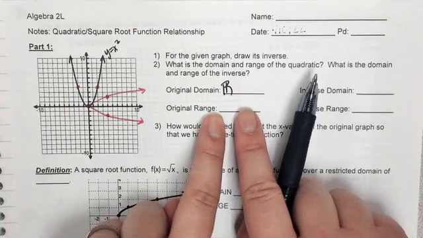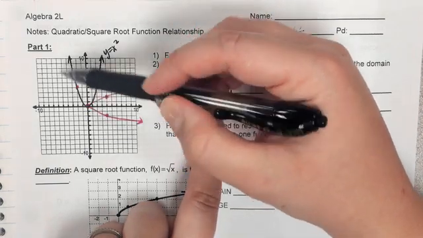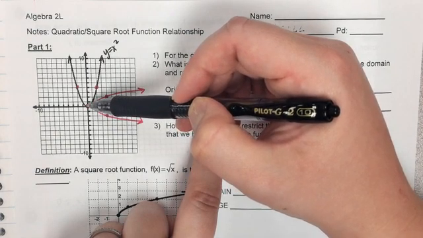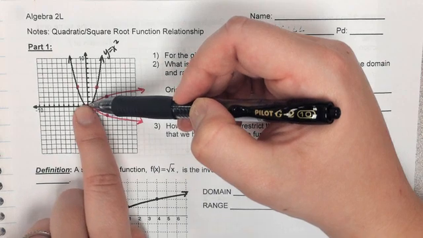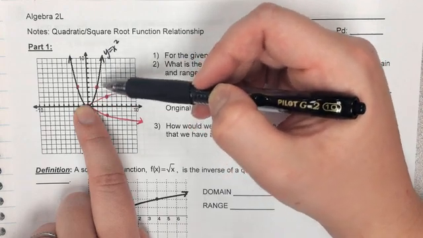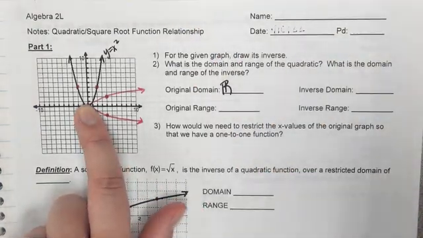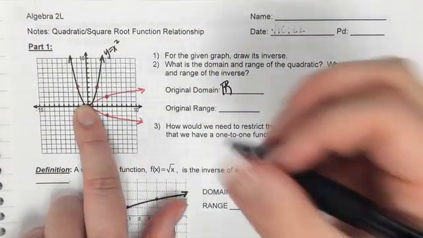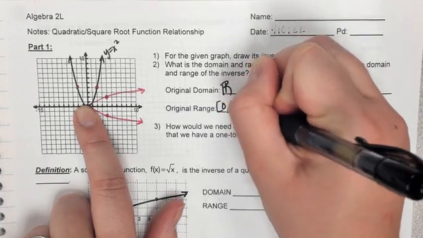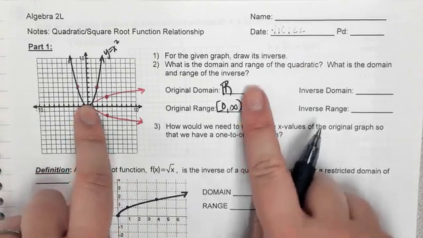Okay, our original range: the graph does not go up and down forever, right? It has a bottom, and what's the bottom value? 0, and it goes up to what? Infinity, yeah. Or all real numbers onward, right? But the bottom is 0. So we would say either 0 to infinity, or y is greater than or equal to 0. And that was our domain and range of our original.